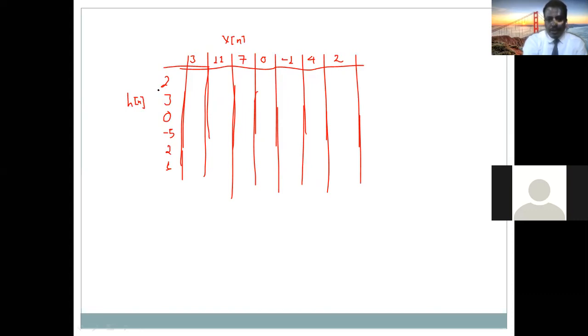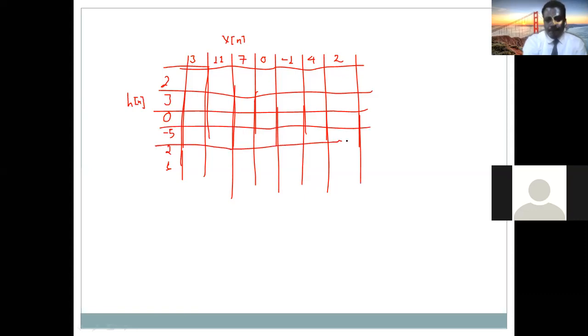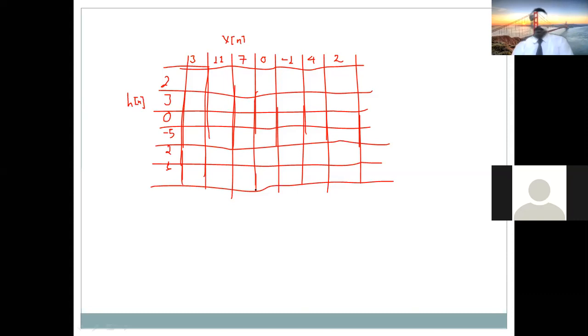Okay. So next we form the table like this. So y of n, this we write it here. h of n we write it vertically. x of n we write it horizontally. Okay, we form the table like this. So let's see the form here.